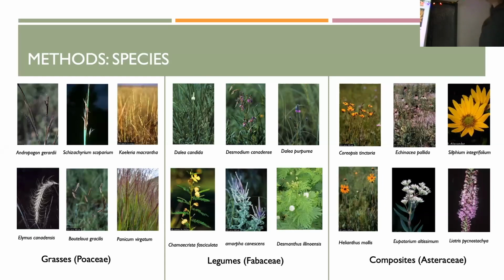And here is an image showing all 18 of our species. So we have three different families. We have grasses, legumes, and composites. And in each family, we have 6 different species.